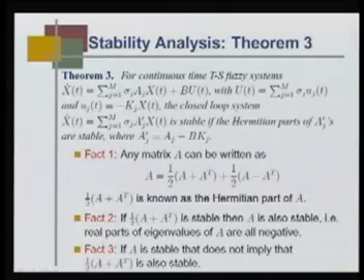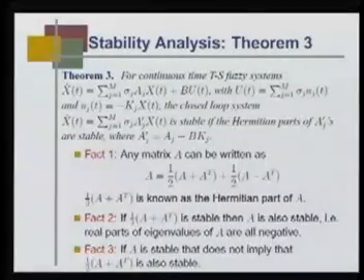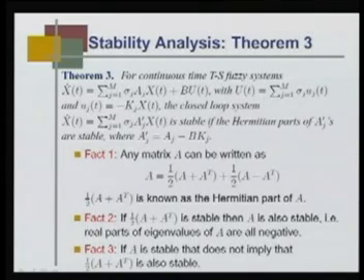Earlier we talked about discrete time, now we will be talking about continuous time. For continuous time T S systems, x dot t is this quantity, which is our T S fuzzy model, with again the control action u t being sigma j u j t, and u j t is minus K j x t. The closed loop system x dot t is stable if the Hermitian parts of A j s are stable, where A j s is A j minus B K j.